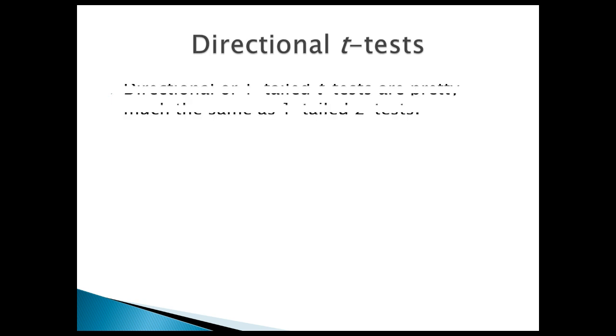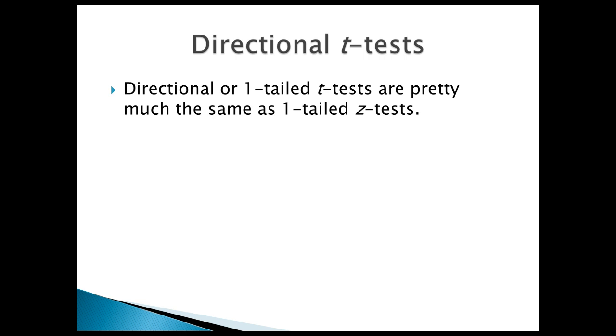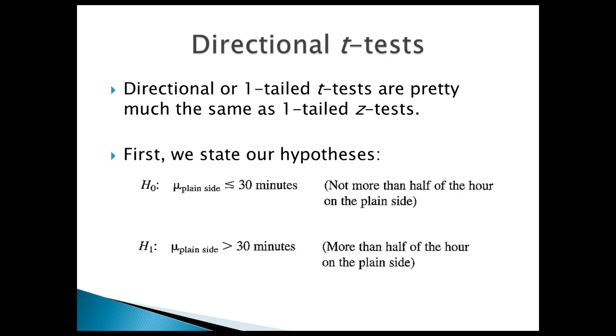So directional t-tests. Directional, or otherwise known as one-tailed t-tests, are pretty much the same as one-tailed z-tests. First, we state our hypotheses, going back to the googly eye box example. So H sub 0 is mu sub plain side is less than or equal to 30 minutes. So not more than half of the hour on the plain side. And our researcher hypothesis would be that mu sub plain side is greater than 30 minutes. So basically we think as researchers that the birds are going to spend more time on the plain side of the box, trying to avoid that direct eye contact with the googly eyes.